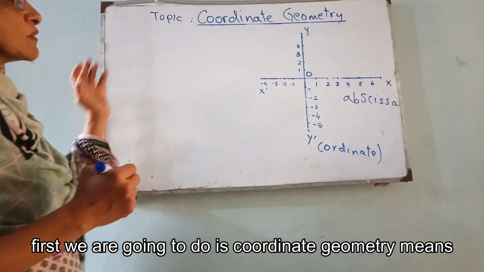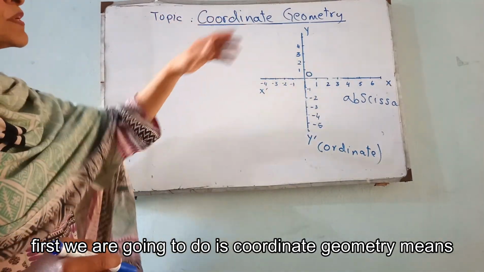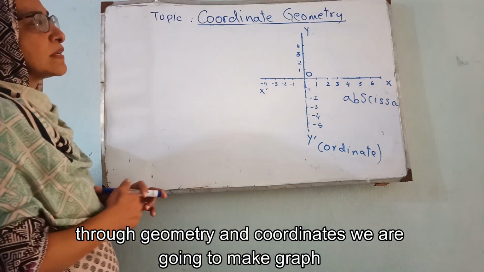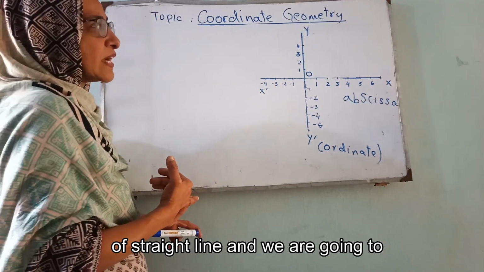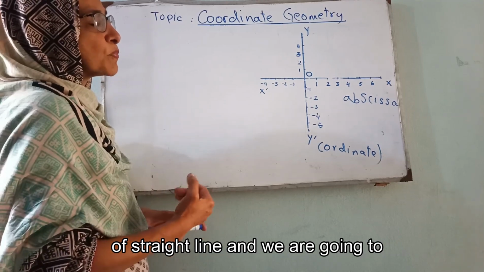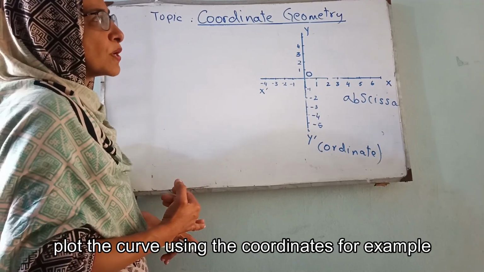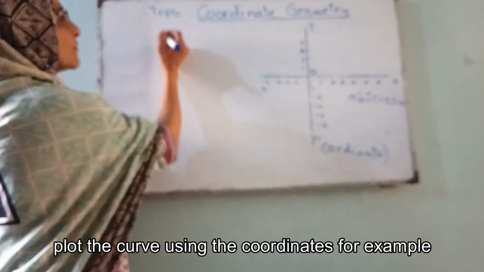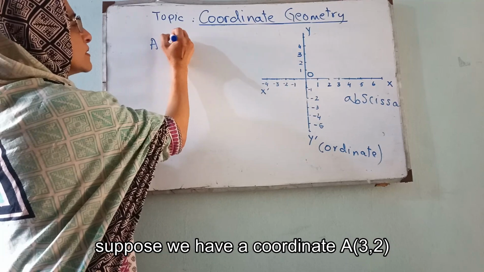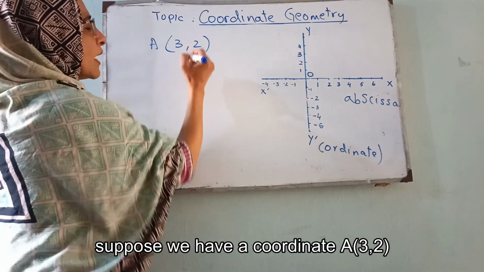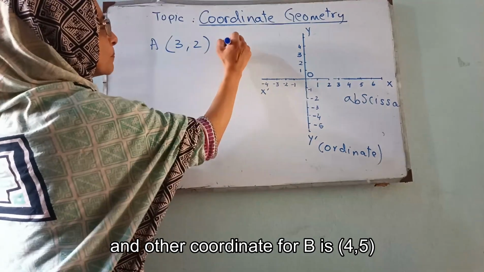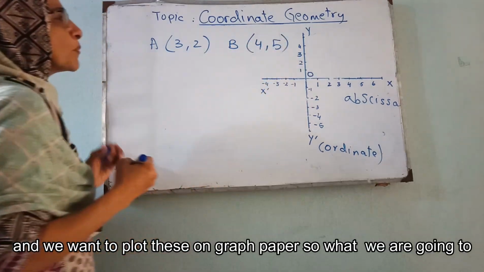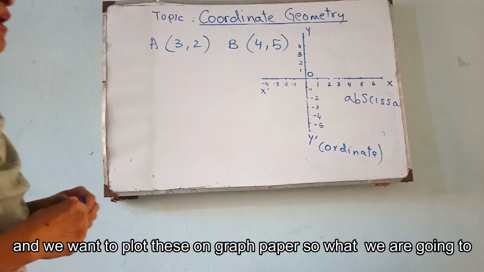Now, coordinate geometry means that through geometry and through coordinates, we are going to make the graphs of straight lines, and we are going to plot the curves using the coordinates. For example, suppose we have a coordinate A equal to (3, 2), and the other coordinate B is (4, 5), and we want to plot these on the graph paper.